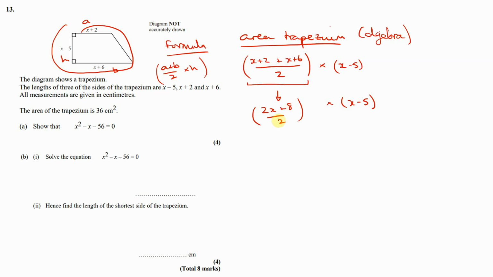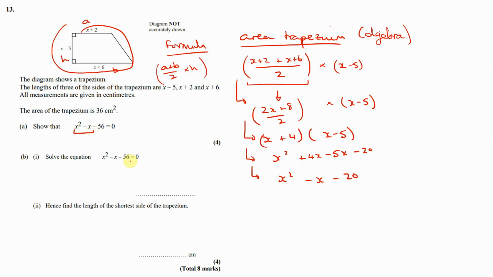So 2x plus 8 divided by 2, well, do 2x divided by 2, and then do 8 divided by 2. Let me set this out nicely. And then we're going to times that by x minus 5. So hopefully you could remember your FOIL method for this. When I expand this, I'm going to get x squared plus 4x minus 5x minus 20, and I'm going to collect them terms. I'm going to get x squared minus x minus 20. So we can see already we've kind of got this bit of the equation, haven't we? So we're getting there.